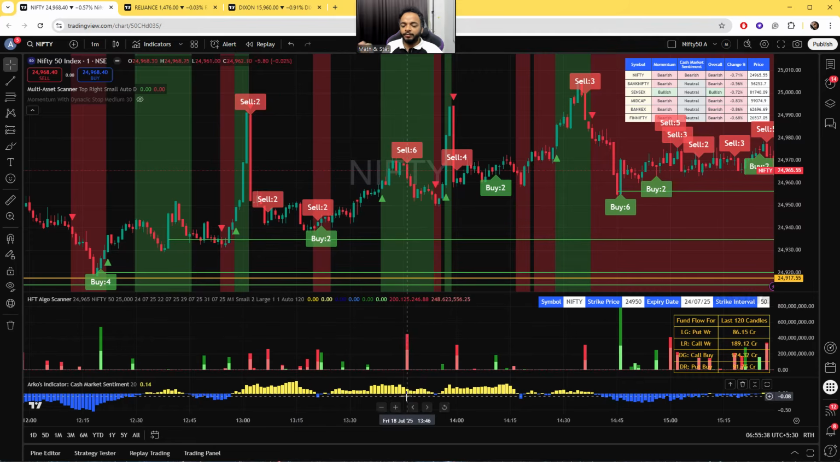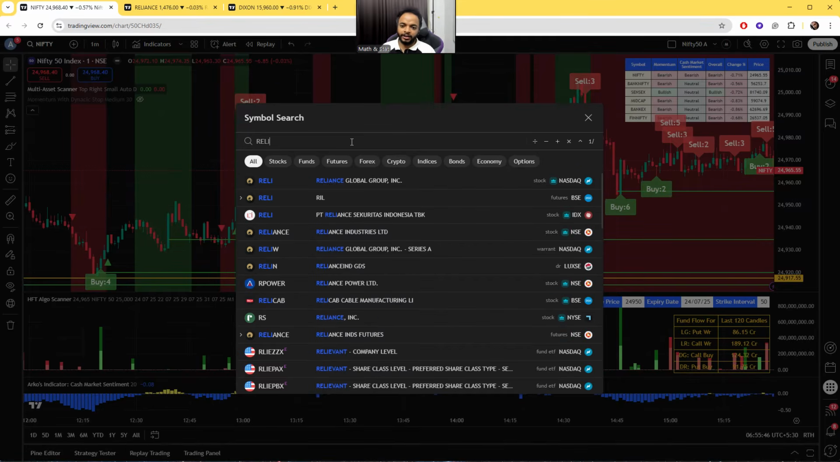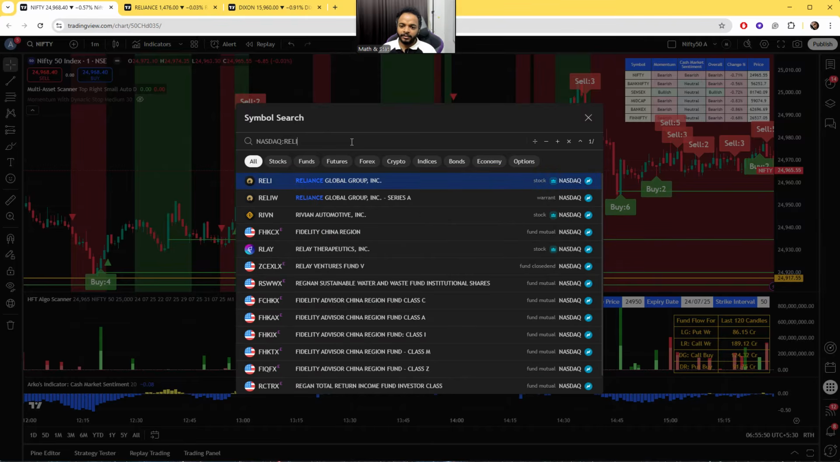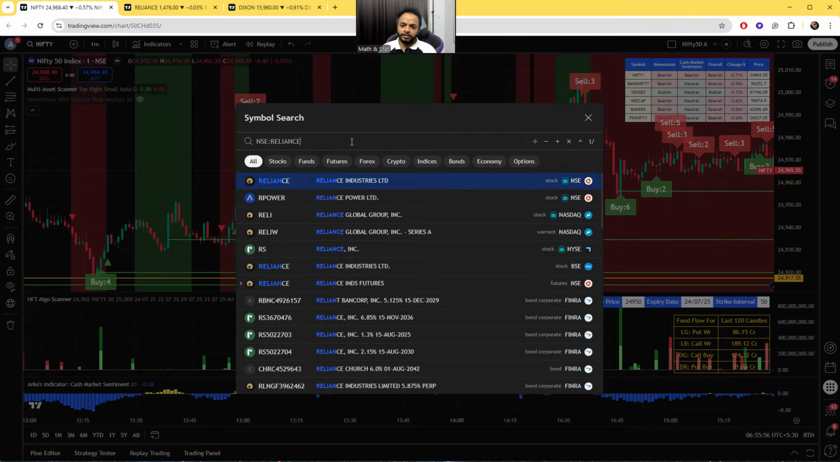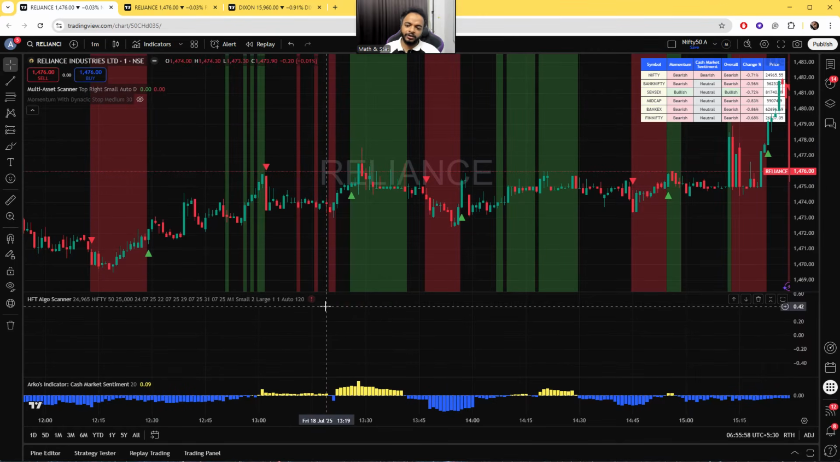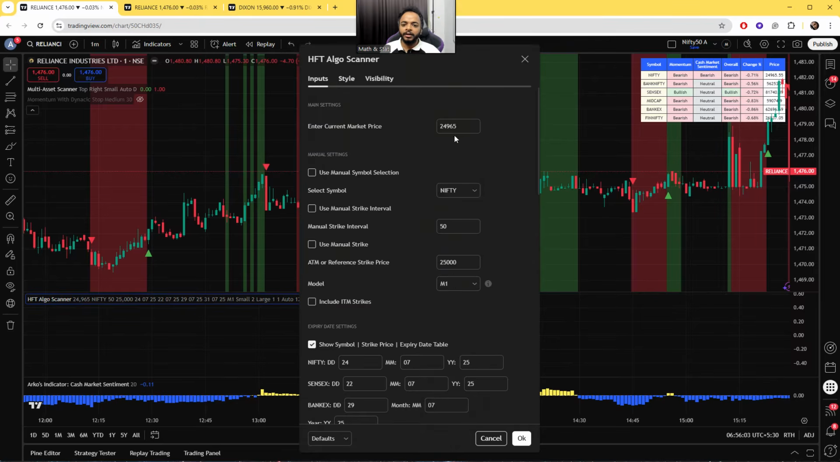On any stock, for example, Reliance, I open Reliance, and you would see that the HFT algo scanner is not working. What happens is that it has taken the symbol already, Reliance, on it.